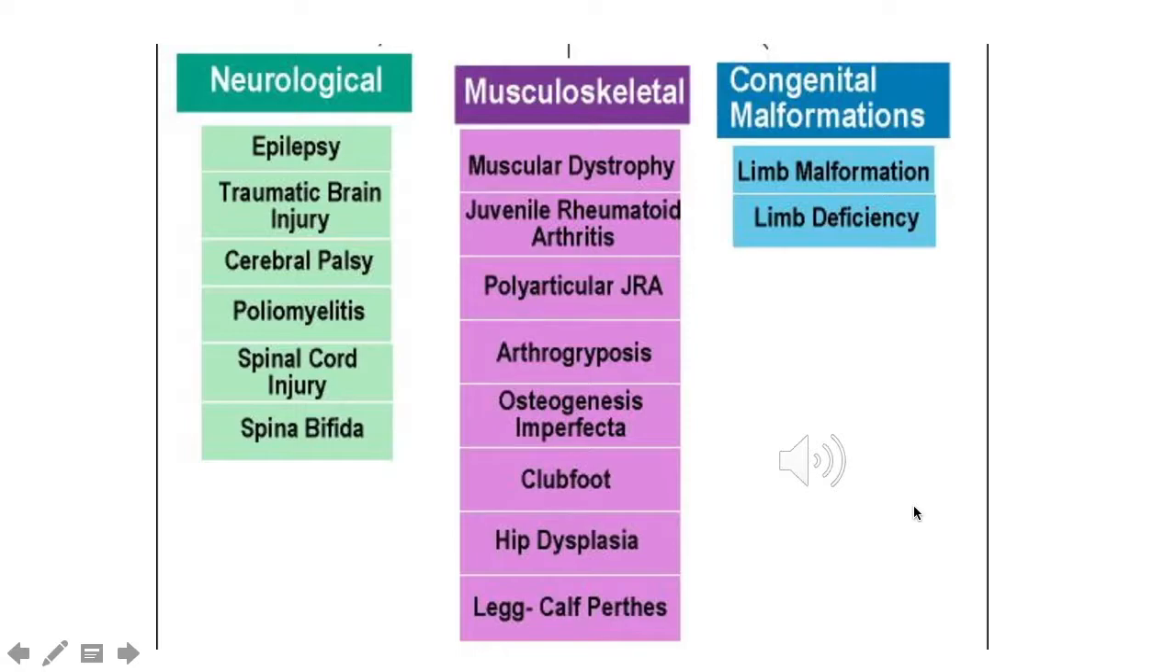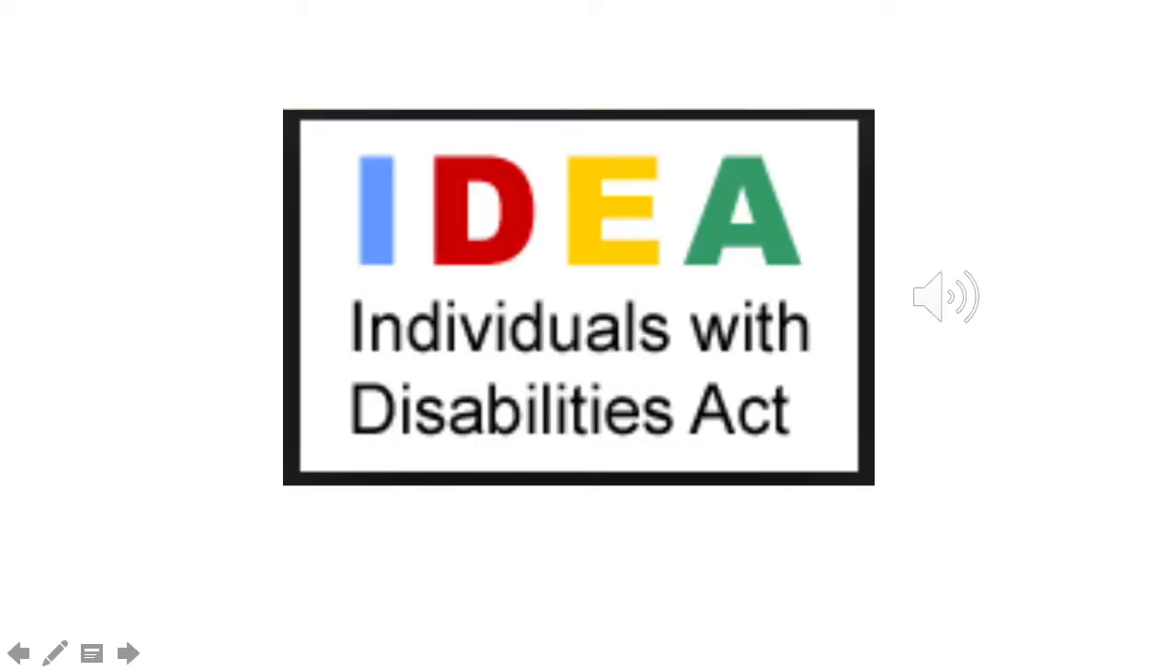IDEA states that an orthopedic impairment is a severe impairment that adversely affects a child's educational performance. Children who experience physical disabilities can also have neuromotor impairments, such as skeletal system, joint, or muscle or limb disabilities, and qualify for IDEA.